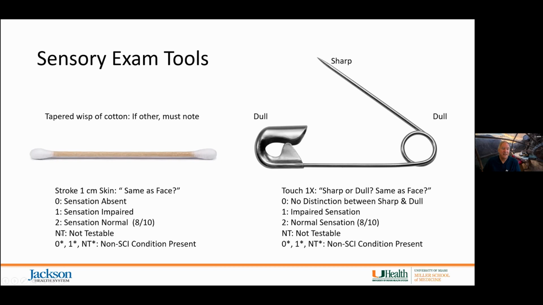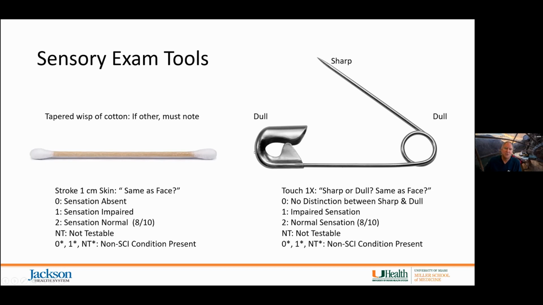And then you are going to list if it's not testable. If a non-spinal cord injury condition is present, you can still report out what they perceive, but you want to make sure that that's characterized by an asterisk. So if they say that it's impaired, but they have a brachial plexus injury that could explain that, then you're going to put what you find, that is a 1, but with an asterisk, indicating that it might not be because of the spinal cord injury.